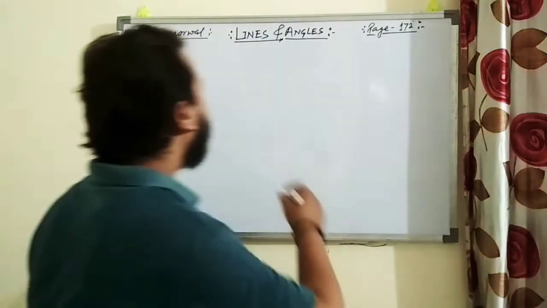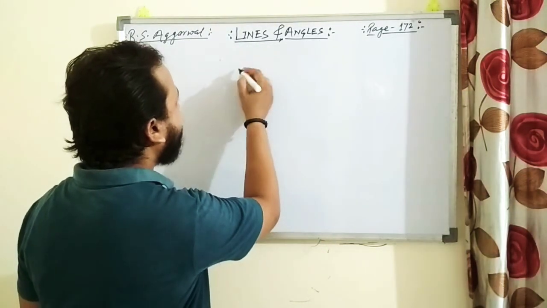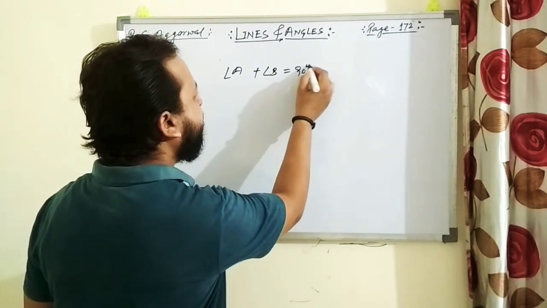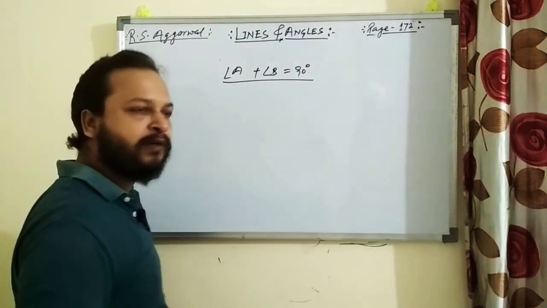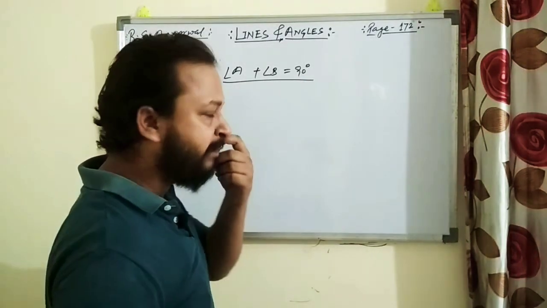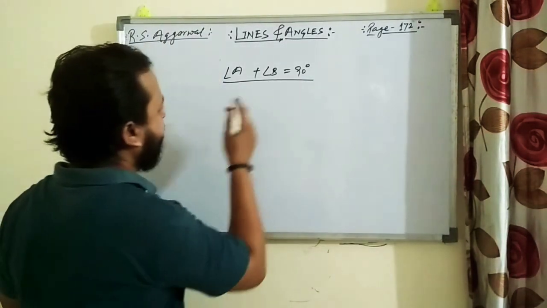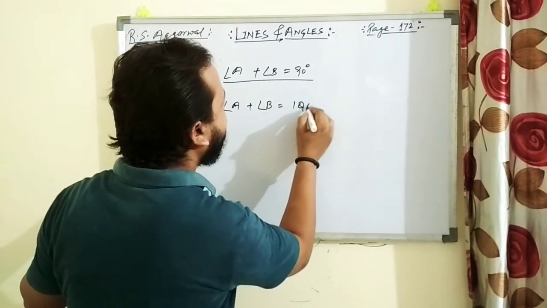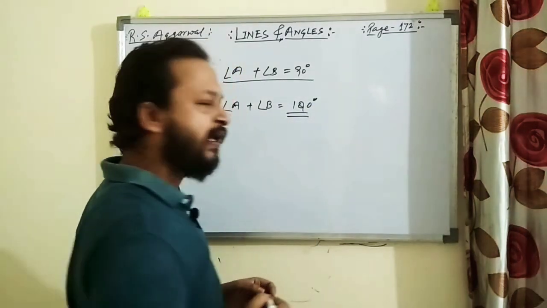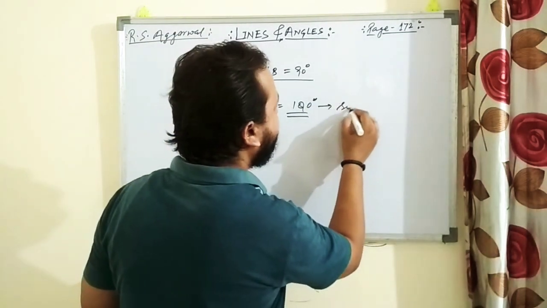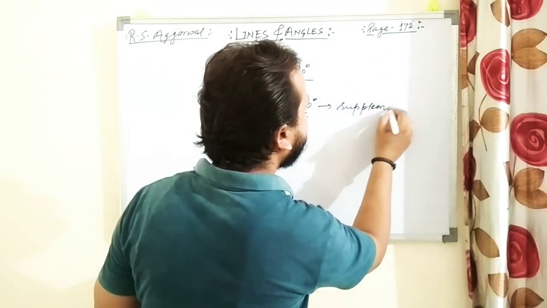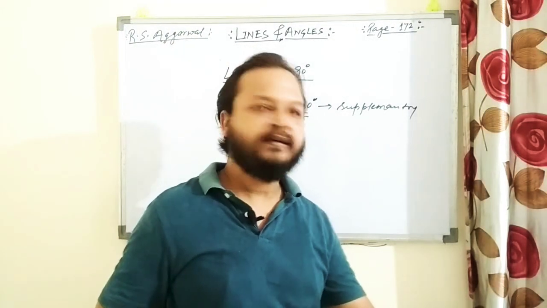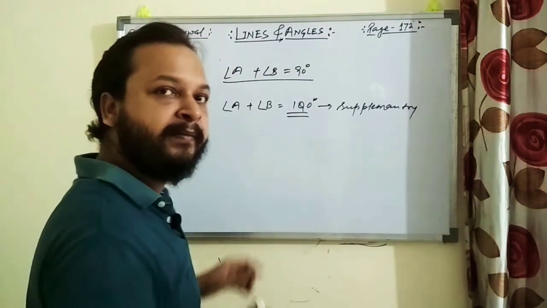You know that complement means, if two angles are given, suppose one angle is angle A and one angle is angle B, complement means the sum of these two angles must be equal to 90 degrees. This means complement of an angle, or complementary angles. And if the sum of two angles must be equal to 180 degrees, it means they are supplementary angles, right? They are supplementary angles, and these are complementary angles.